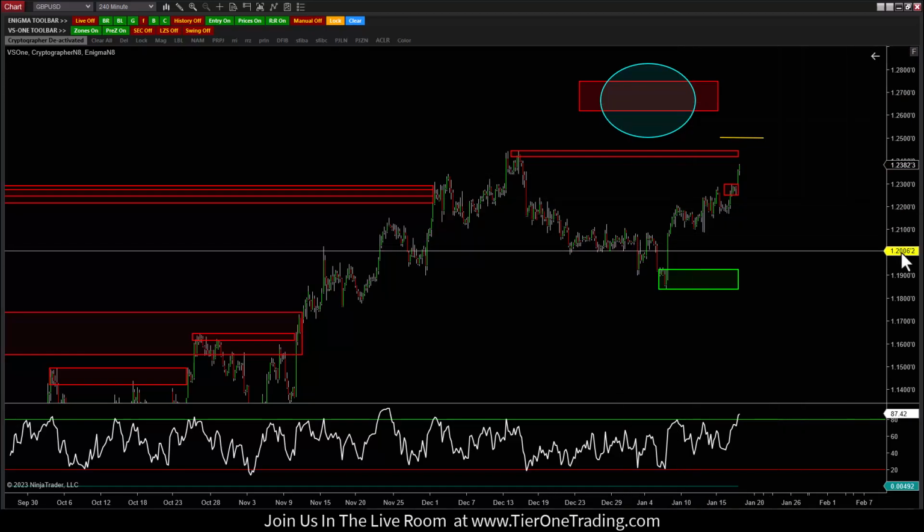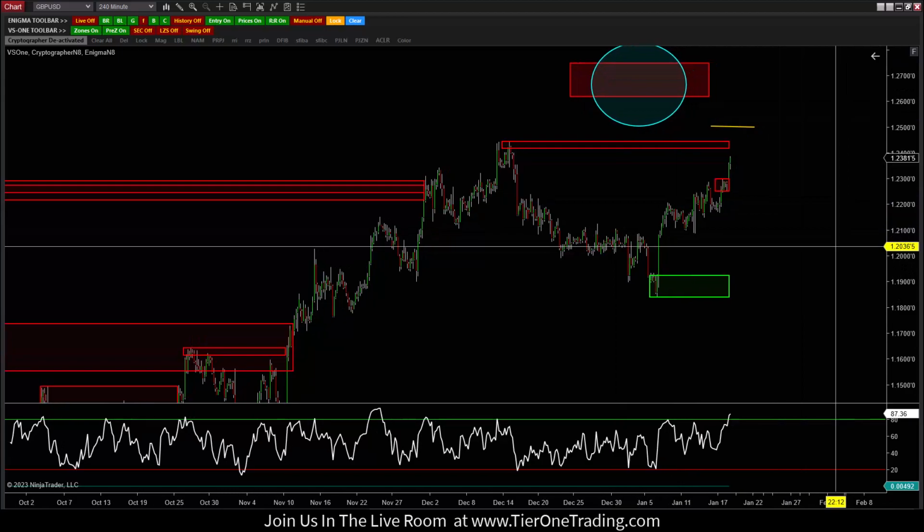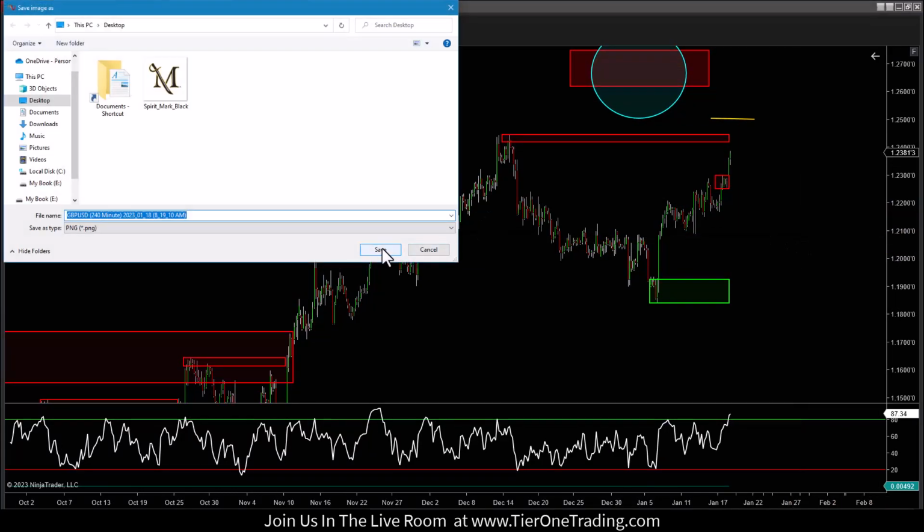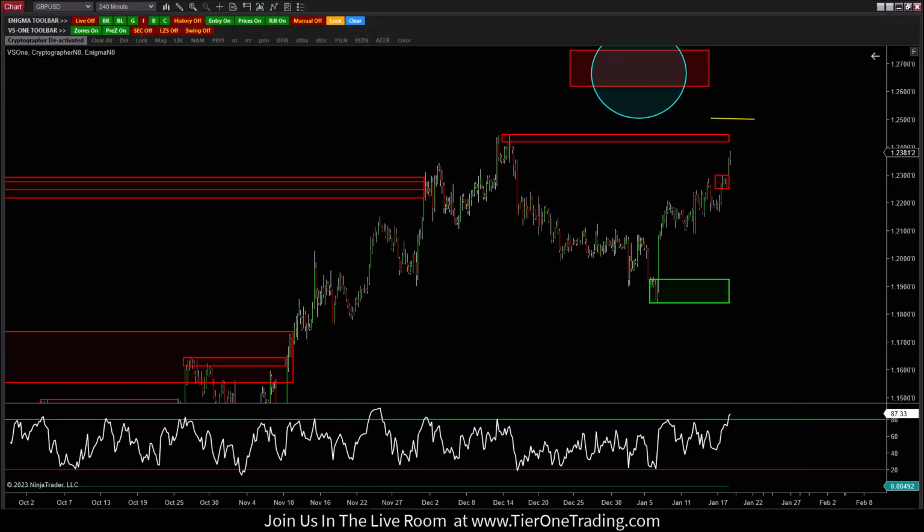So cool potential structure trading opportunity here on the pound dollar. I'm going to get this over to our chat and remember to put it in the pro trade log as well. Any questions before we take our first break?